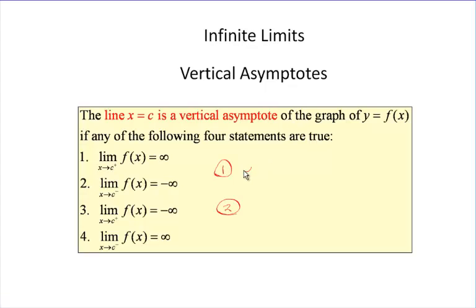2 rules. As we approach an input value from the left of a function, if we get positive or negative infinity, that tells us we have a vertical asymptote. If we approach an input value from the right of a function, and we get either positive or negative infinity as a result, again, that tells us we have a vertical asymptote.